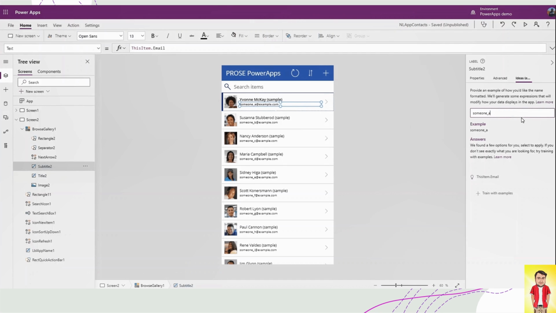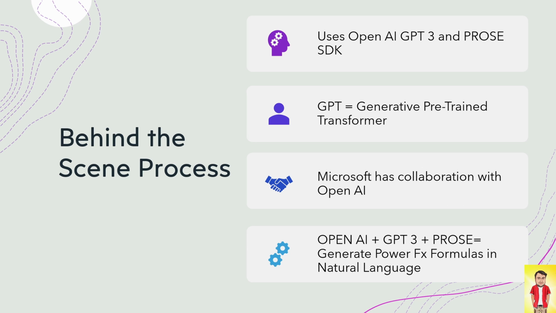Now you have a question that we are going to use these amazing techniques for creating the natural language formula using Power Fx, as well as PBE, meaning programming by example. How is that process going to work? Let's talk about that. So basically for this amazing technique, Microsoft uses OpenAI GPT-3 and PROSE SDK. Now what do we mean by GPT? GPT means Generative Pre-trained Transformer. And Microsoft has a collaboration with OpenAI. So with OpenAI GPT-3 and PROSE SDK, this generation of Power Fx formula as well as programming by example is possible.